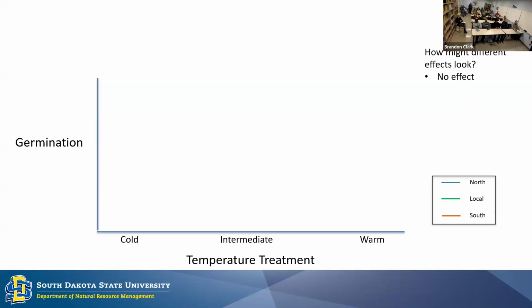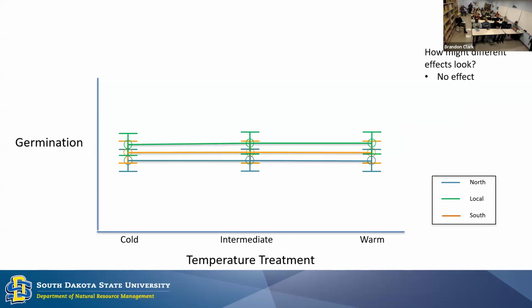So how might we expect these different effects to be noticed? If we had no effect and we're measuring germination, what we'd expect to see would be all three species from three sources responding similarly within source, but also across the temperature treatment. It'll look like a flat line of some degree.